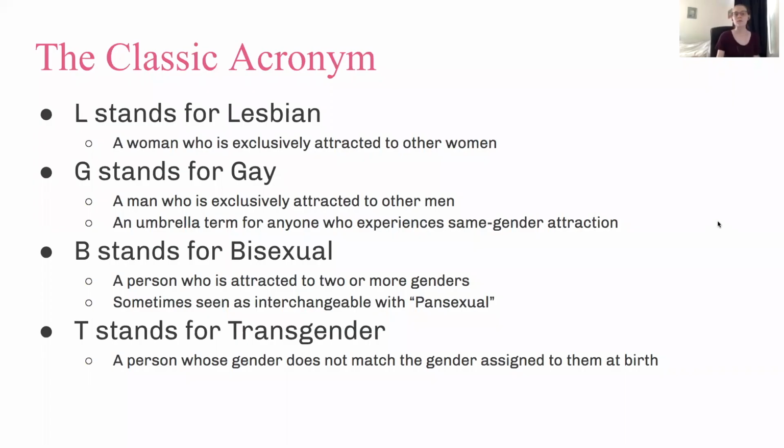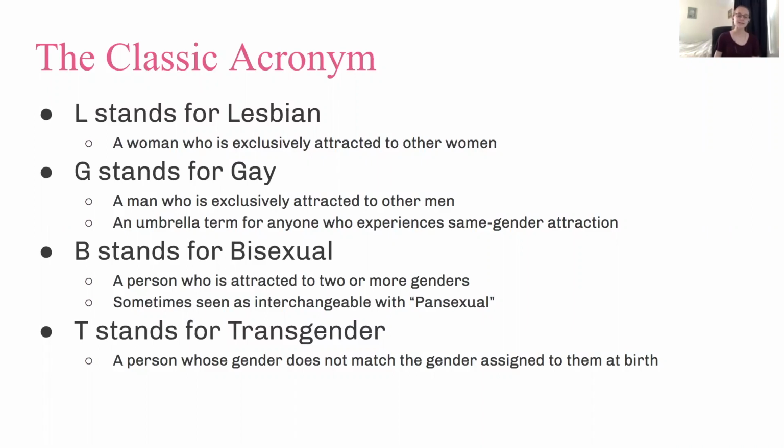So some of you may know this, some of you may not, but the LGBT acronym stands for L, which is a woman who is attracted to other women, often called lesbian. G stands for gay, a man who is exclusively attracted to other men, and it's also an umbrella term for anyone who experiences same-gender attraction. B stands for bisexual, which is a person who is attracted to two or more genders, and this is oftentimes seen as interchangeable with the word pansexual, which describes someone who is attracted to people disregarding gender.